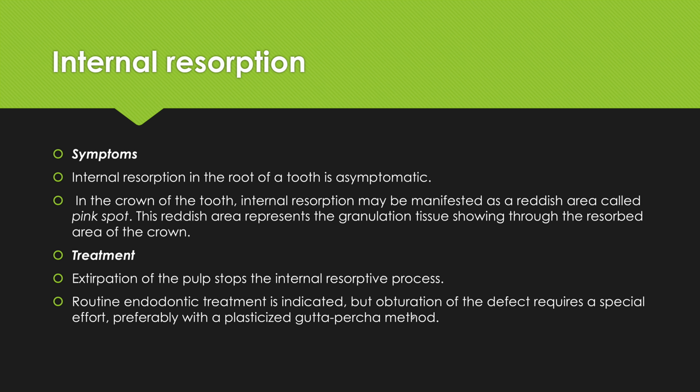Symptoms: normally there are no symptoms. In internal resorption, we can always see a pink spot or reddish area on the crown or via x-rays. Treatment: extirpation of pulp. It stops the internal resorptive process, and we also do routine endodontic treatment. Obturation of the defect normally requires special effort, preferably plasticized gutta percha.